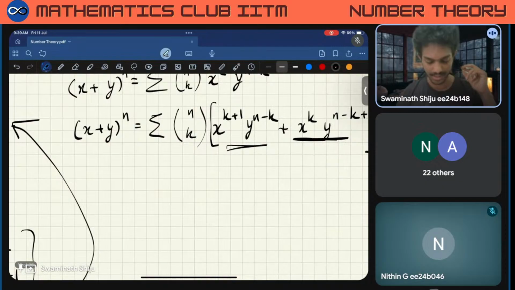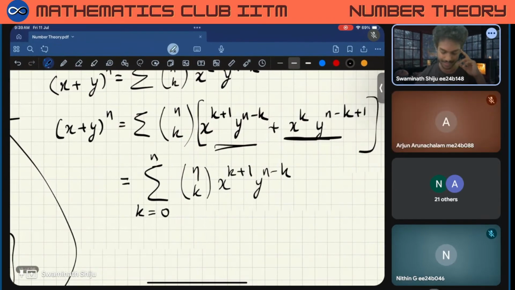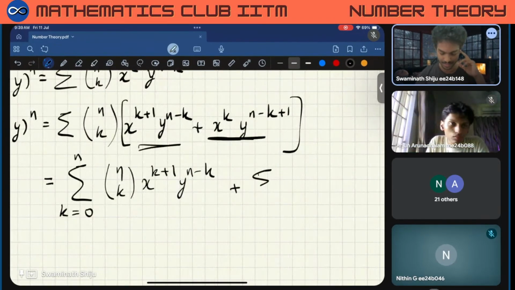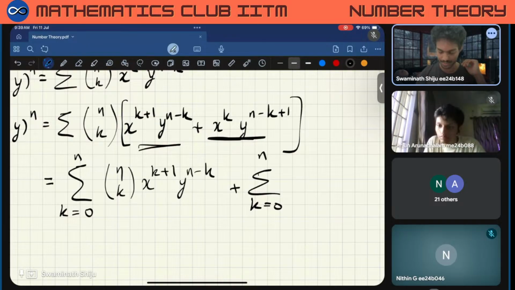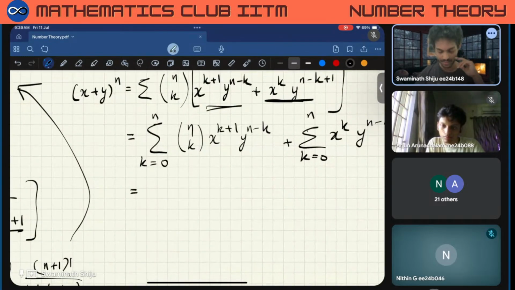So what do we want to do here? We can split this into two. k runs from 0 to n, nCk x to the power k plus 1 y to the power n minus k, plus k runs from 0 to n, x to the power k y to the power n minus k plus 1. Okay. Now we are going to shift indices.